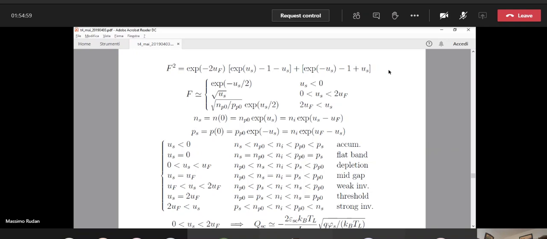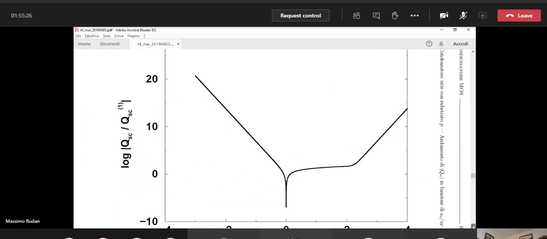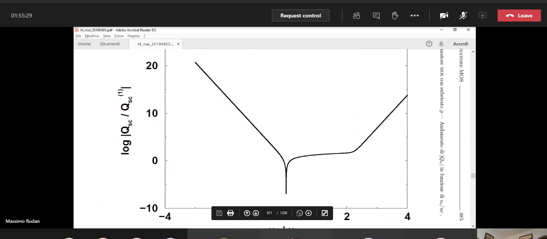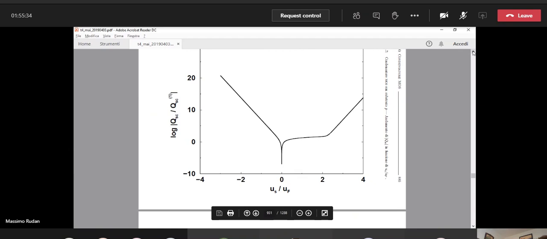So we are left with US minus 1 that we can further approximate with US. So in the intermediate region, F squared behaves like US, so F behaves like the square root of US. There is a diagram here. Let's make it smaller. It is given in normalized form.